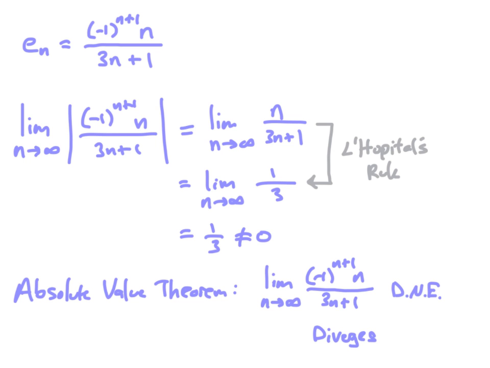Here we note that 1/3 is not equal to 0, and so the absolute value theorem says the limit as n approaches infinity of our original sequence term, (negative 1) to the n plus 1 times n over 3n plus 1, does not exist. In this case, this means the sequence diverges. The absolute value theorem says that as long as the limit of the absolute value sequence is not 0, the sequence that we started with will always diverge.